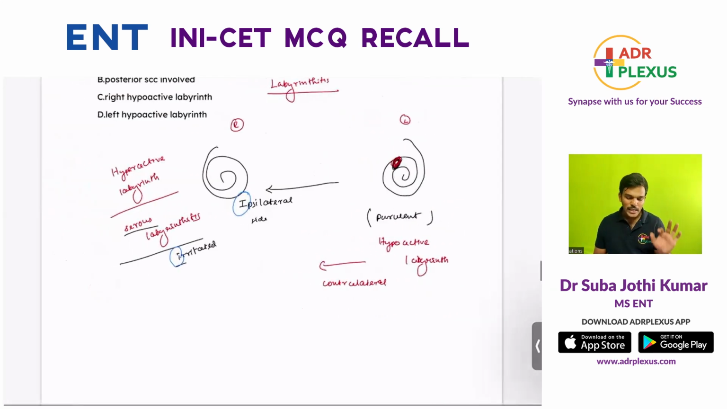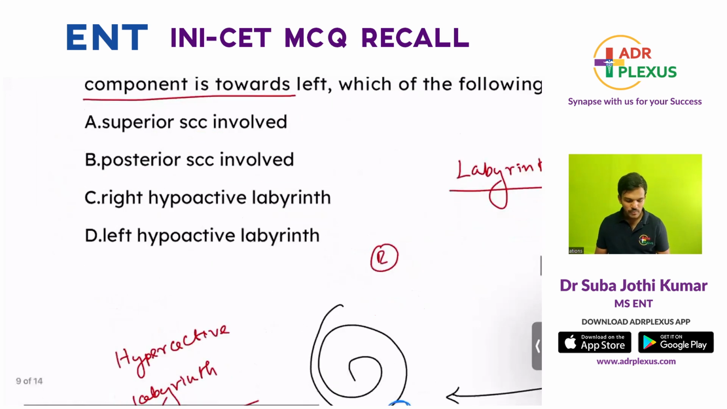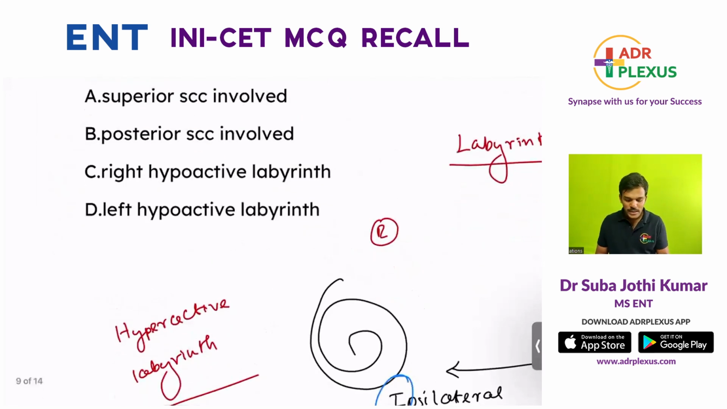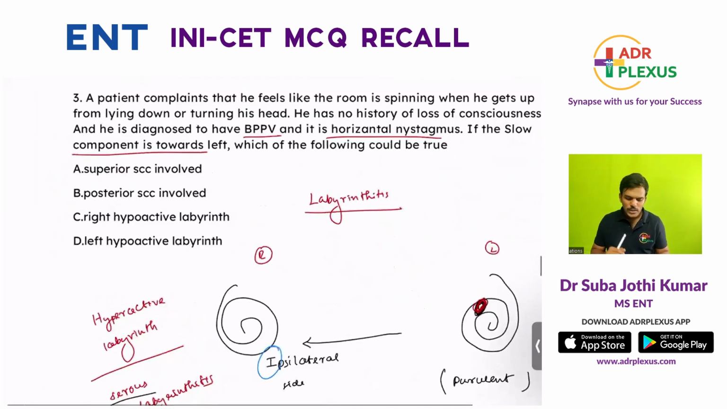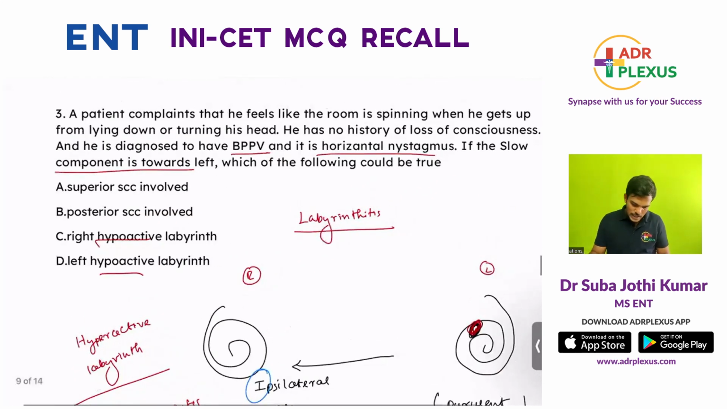So why am I telling you this? The options were right hypoactive labyrinth, left hypoactive labyrinth. If hypoactiveness is given, it means that there is some problem within the labyrinth. It could be a purulent labyrinthitis, which has caused the labyrinth to be hypoactive. If a hypoactive labyrinth was the case, the nystagmus may move to the left side. But in BPPV, it will not be like this.